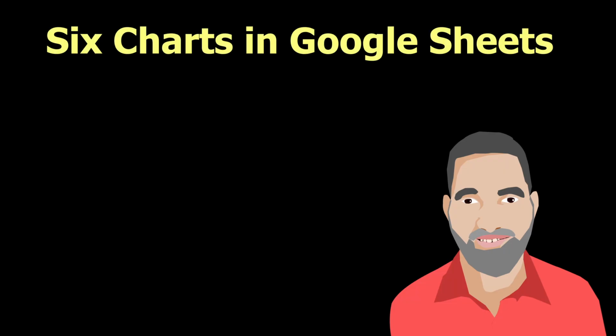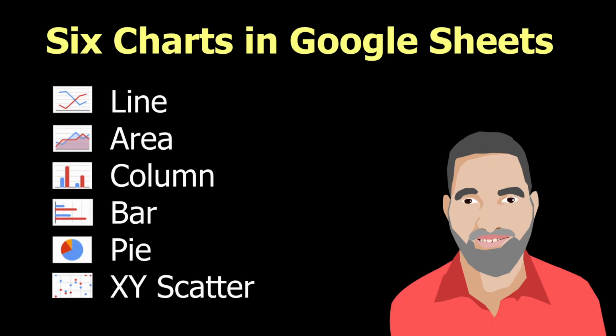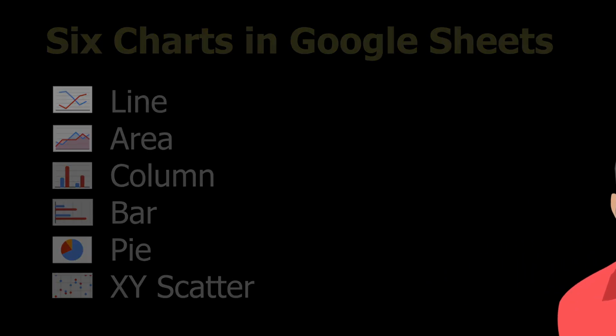In the last tutorial we learned all about formulas and functions. In this tutorial we're going to take a look at the 6 main charts available in Google Sheets. So this includes the line, area, column, bar, pie and XY scatter charts. I'll show you how to set them up and we'll look at some of their key features.